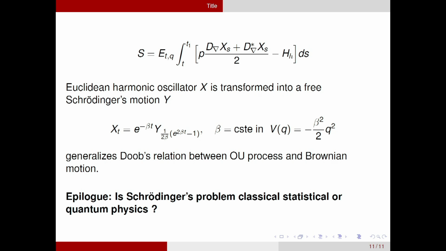As a result, for example, all the measures that you can associate with the harmonic oscillator, it's not one measure, it's an infinity of measures. All the measures associated with the Euclidean harmonic oscillator are in correspondence with the free Schrödinger equation. This formula is general and it contains, in particular, the relation between the Ornstein-Uhlenbeck process and the Brownian motion, which is known since the 60s. But here you have an infinity of measures associated with the free case and with the harmonic oscillator.